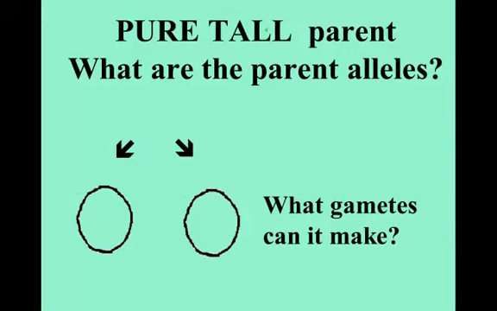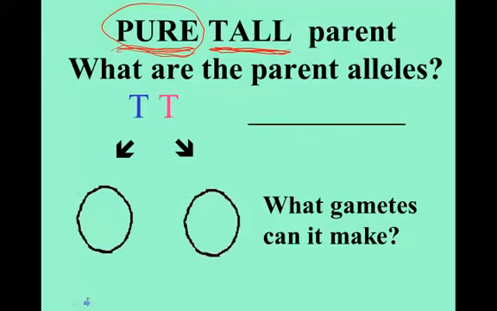Remember our letter for tall. We're going to use big T for tall, right? So think tall. I know I got to have at least one big T because my parents are tall, right? And pure tells you something. Remember when we talked about pure? Pure means the same thing as homozygous. I got 2 of the same. Pure means always make offspring that are always going to be tall. That means the parent is going to have 2 big T's. One came from dad, one came from mom. We're going to make them pink and blue.